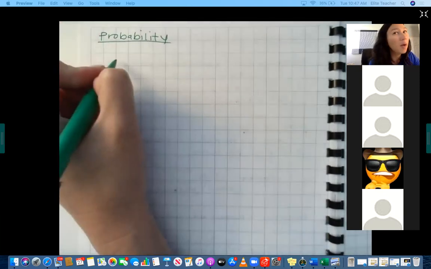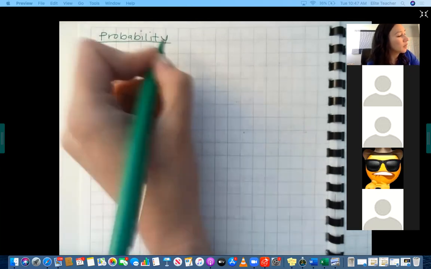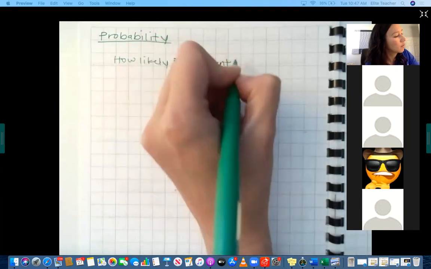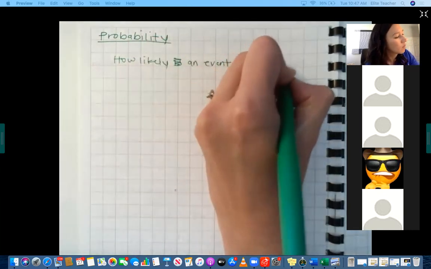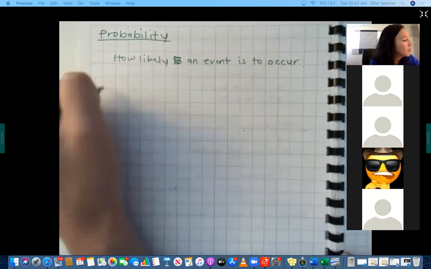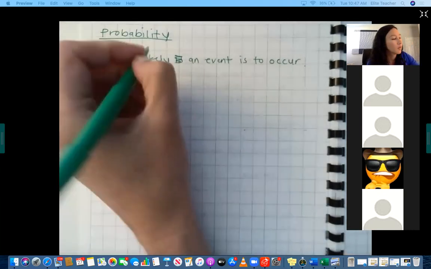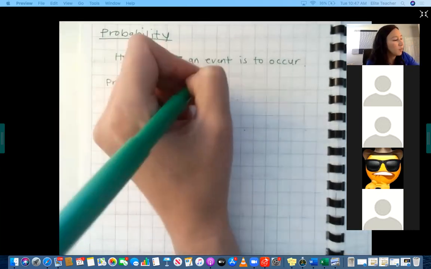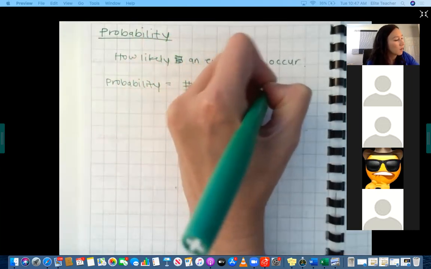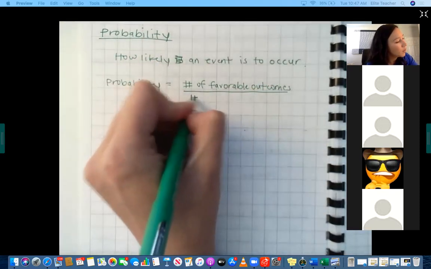So we know probability is how likely an event is to occur. So to calculate probability, we take the number of favorable outcomes and we divide that by the number of total outcomes.